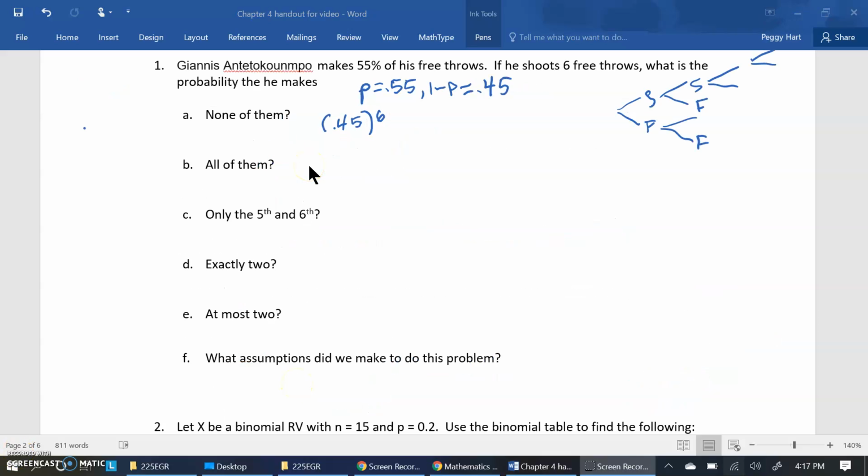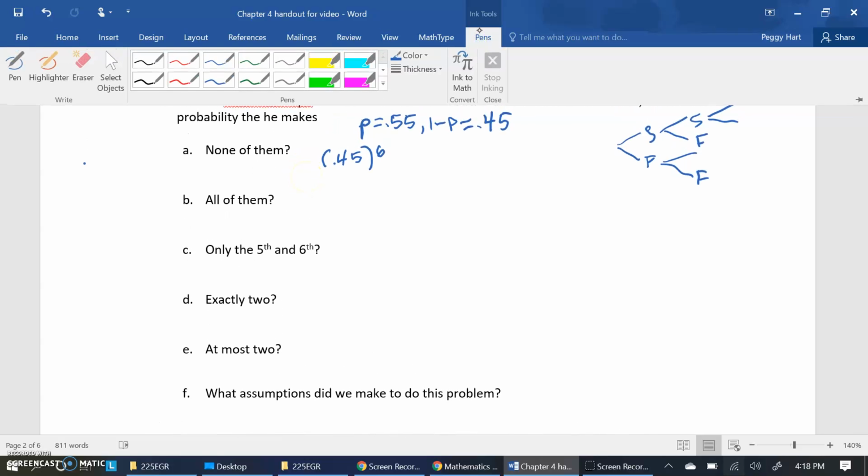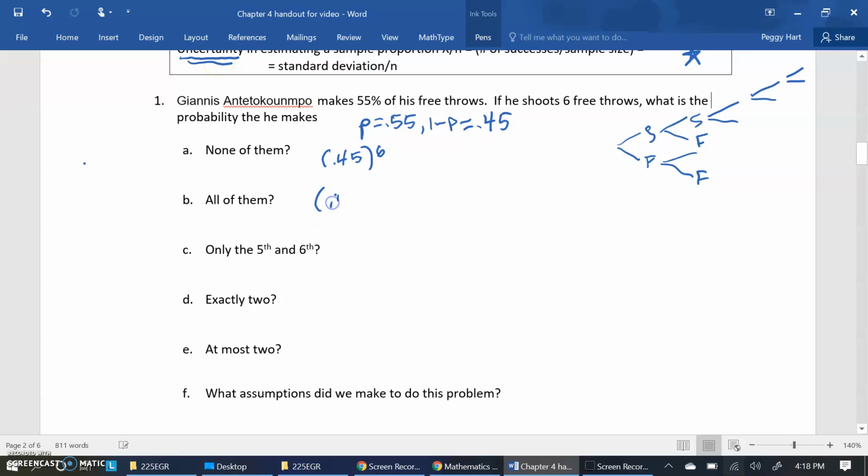It's an and. Similarly, what's the probability he makes all of his free throws? Well, that would be going off the top, this top one. So 0.55 to the 6th. Well, what's the probability he only makes the 5th and the 6th? That means he misses 4 times, then he makes the 5th and the 6th. You could think about which trail that would be: failure, failure, failure, failure, and then he makes the last 2. So whatever that is.